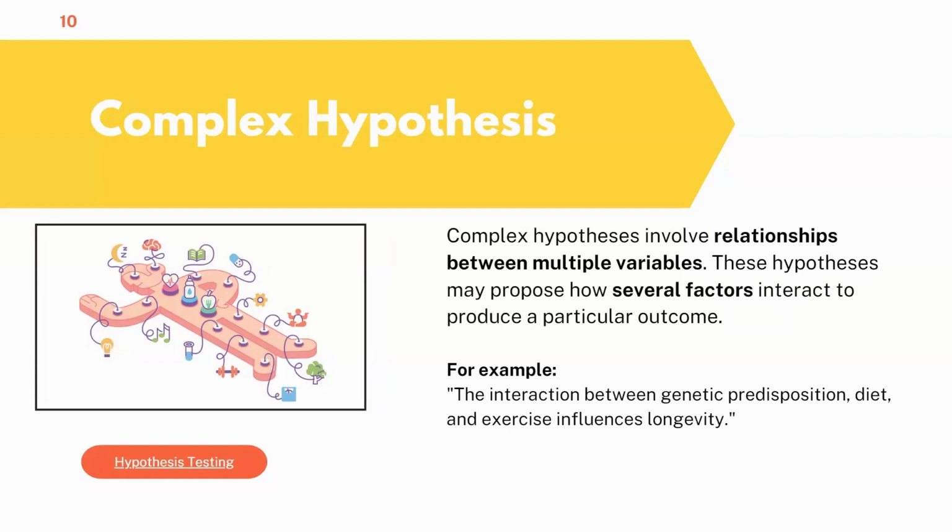For example, the interaction between genetics, diet and exercise may influence life, right? So here, genetics, diet and the exercise they are doing are the independent variables, and life, their longevity, is the dependent variable. This type of hypothesis is useful when studying phenomena influenced by various factors.